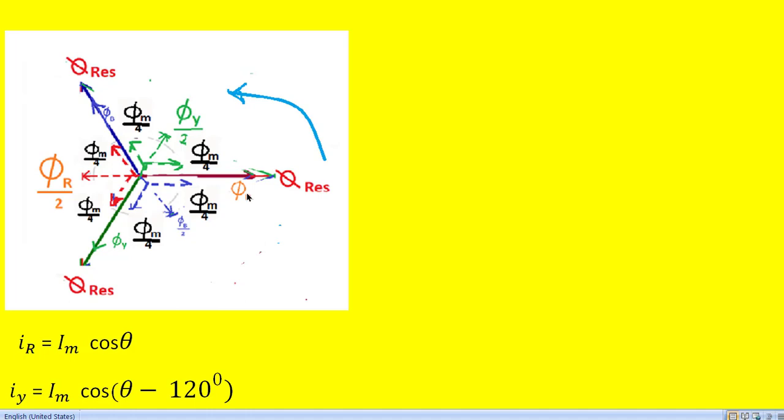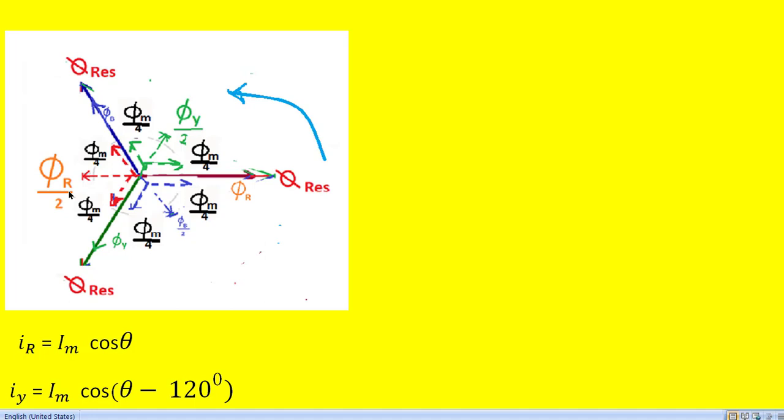This is the flux vector diagram. This is the positive direction of the R phase flux, this is the positive direction of the Y phase flux, and this is the positive direction of the B phase flux. So we have seen that at theta equal to 120 degrees, R phase flux is only phi m by 2, and that too in the negative direction.